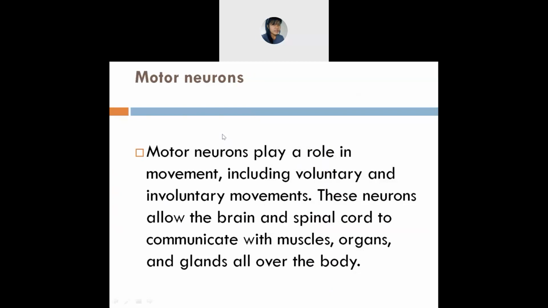Okay, so motor neurons. Motor neurons play an important role in movement. From the name itself, motor means movement. In this, you will find voluntary as well as involuntary movement. What does voluntary mean? Which you can control, or which you can't control. I have already explained this to you in the morning class.